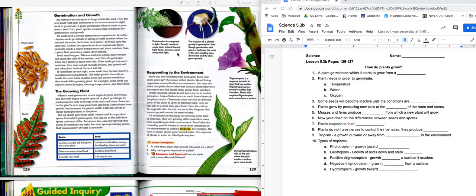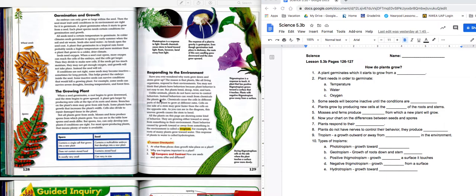Okay. Have you ever wondered why roots grow down and stems grow up? The reason is that plants, like all living organisms, respond to their environments. You may not think that plants have behaviors because plant behavior is not easy to see, but plants bend, droop, twist, and turn. Unlike animals, plants do not have nerves to control behaviors. Instead, behaviors can result from chemicals that they produce.